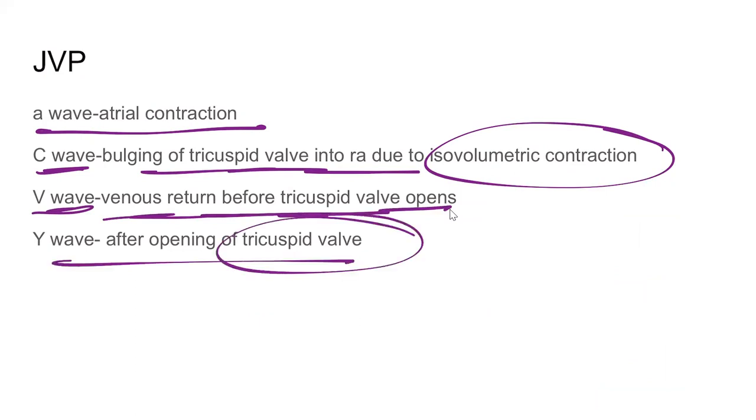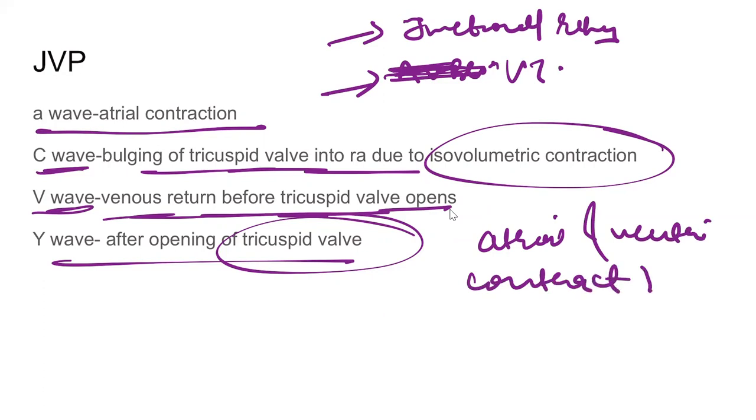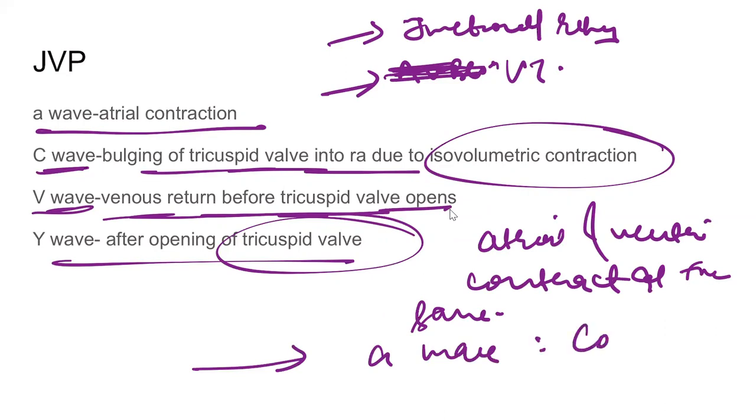Now suppose in some condition like junctional rhythm or AV block, like junctional rhythm and ventricular tachycardia. In these two conditions, sometimes what happens is that atria and ventricles contract at the same time. Okay. Now we have already discussed that A wave is because of atrial contraction, and when ventricles would contract at the same time as atria, there would be a very big A wave, which is known as cannon A wave.